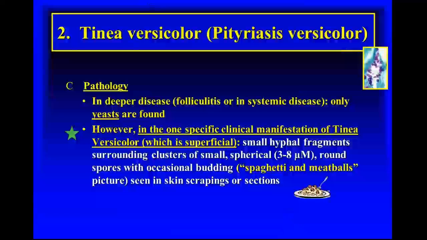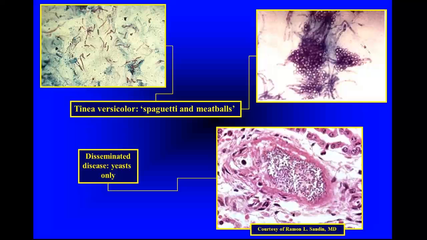Now, in the deeper tissues, folliculitis and systemic yeast, as you saw in the case of that baby, you will only see yeasts. In the one specific clinical manifestation that we call tinea versicolor, which is a superficial manifestation, and only in tinea versicolor, you're going to see this. Not yeast only, but spaghetti and meatballs. This is your spaghetti and meatballs here to put into your mind's eye. What are those? The yeasts in the midst of the short, stubby, little truncated hyphae, very short pieces of them, with a very blunt end.